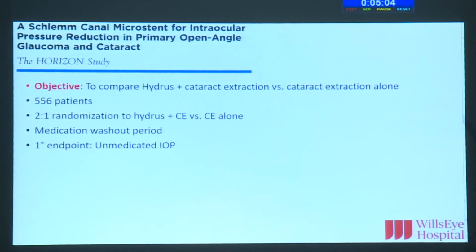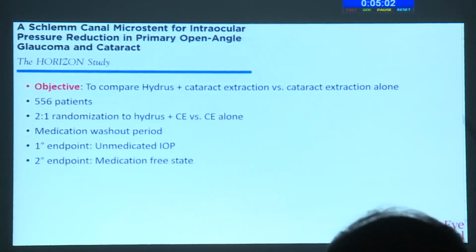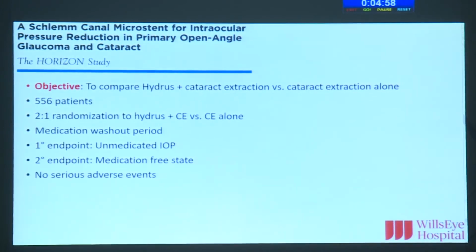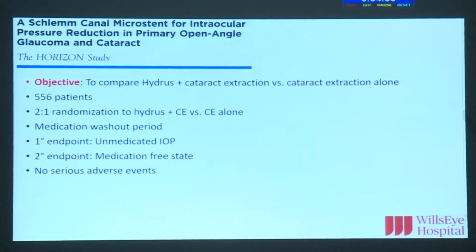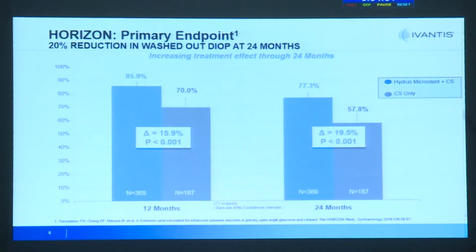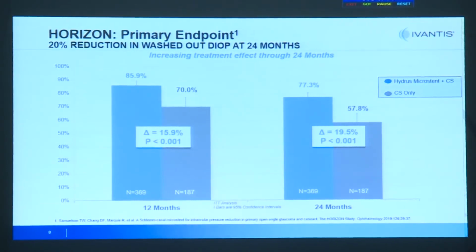The primary endpoint in the study was unmedicated IOP. The secondary endpoint was a medication-free state. There were no serious adverse events found in this study. We'll dive into the data a little bit deeper. In the primary endpoint, 20% or more IOP reduction at 24 months, there was quite a bit of a difference noted at 19.5% in the Hydrus plus cataract surgery group versus the cataract surgery group alone.